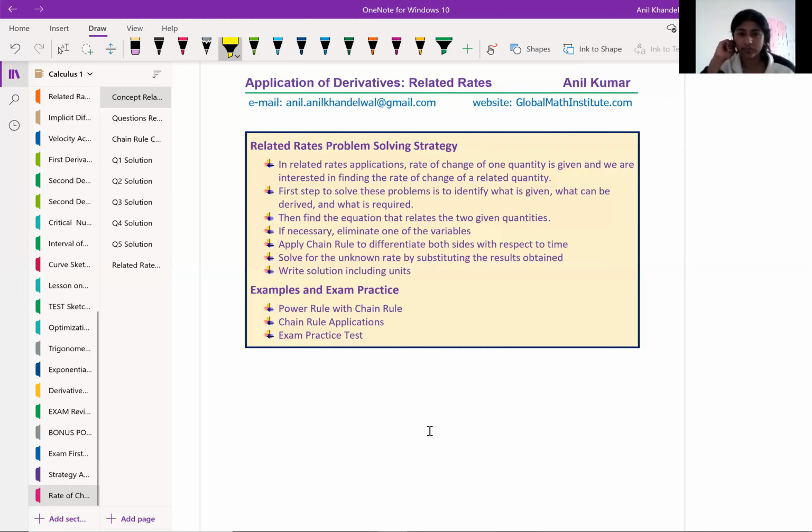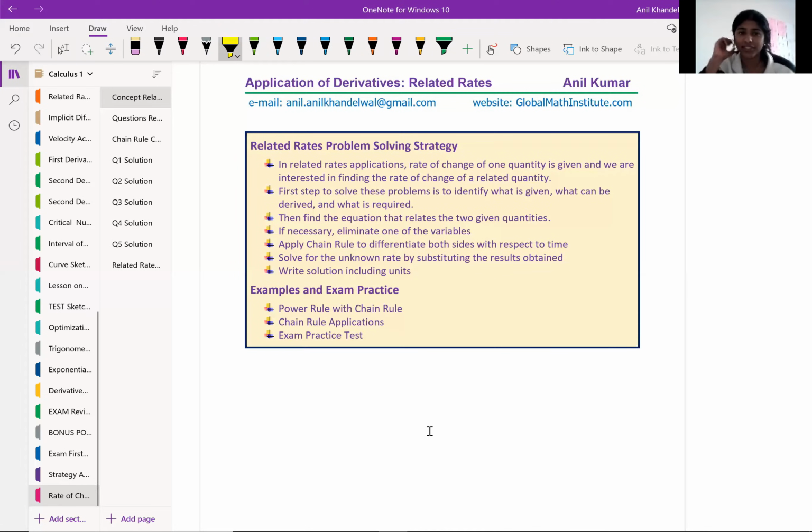Apply the chain rule to differentiate both sides with respect to time. I have taken time here because most of the time, time is the parameter which is changing, right? So relate everything to time and then it becomes slightly simpler.